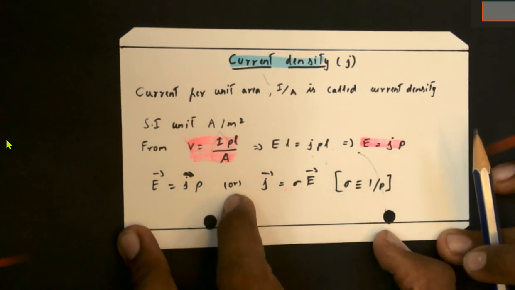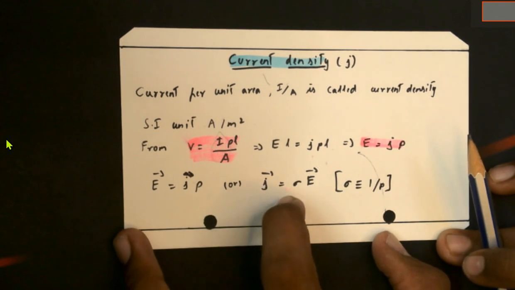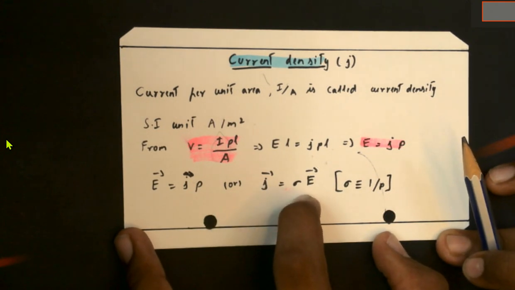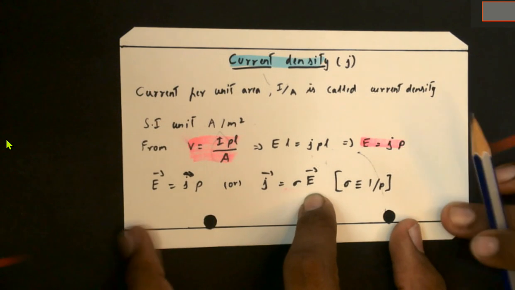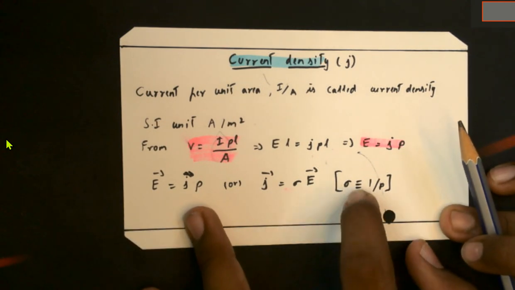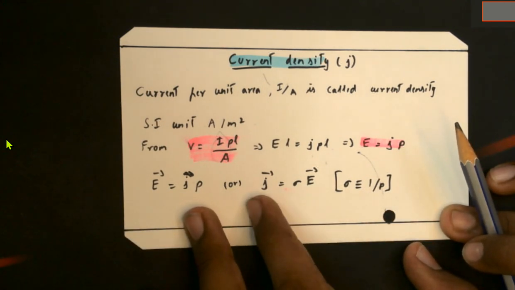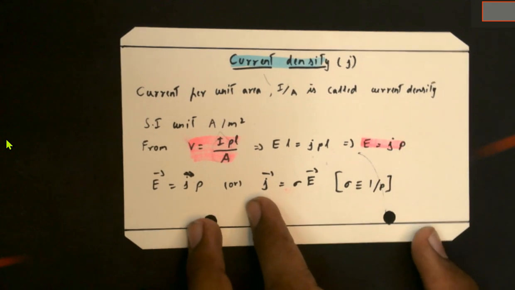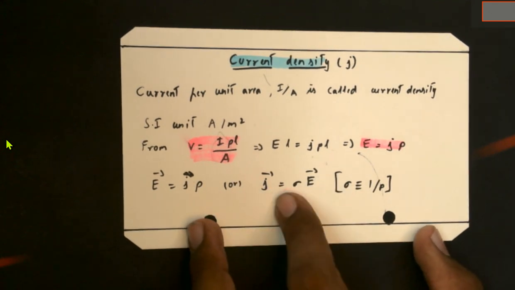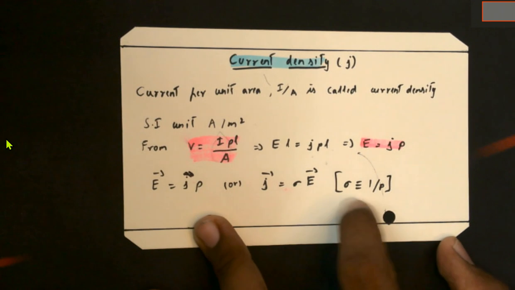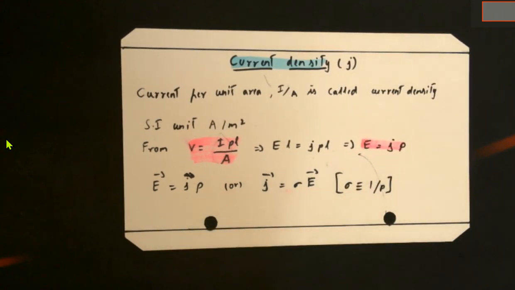Or we can rearrange this and write J vector is equal to sigma into E vector, as we know that 1 by rho is equivalent to conductivity. Sigma is called the reciprocal of rho. Rho is resistivity, and the reciprocal of resistivity is conductivity. So sigma is conductivity, that is specific conductance.